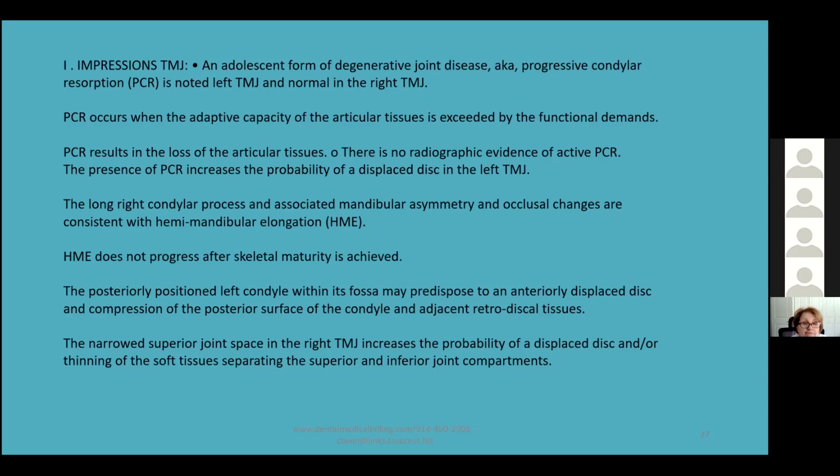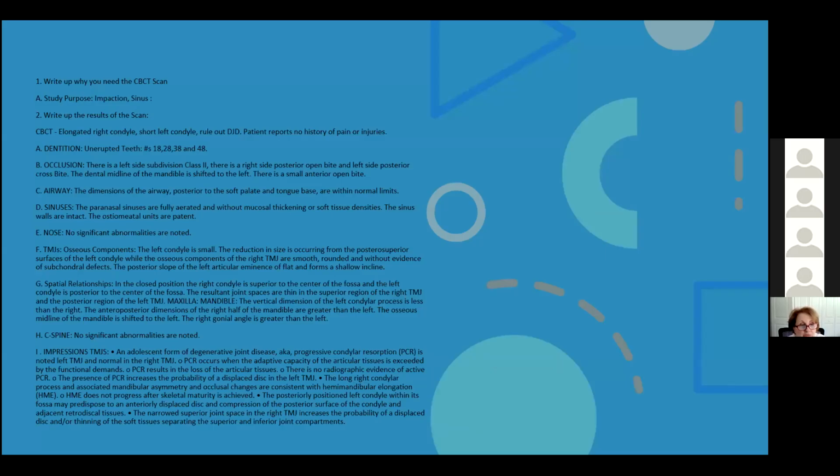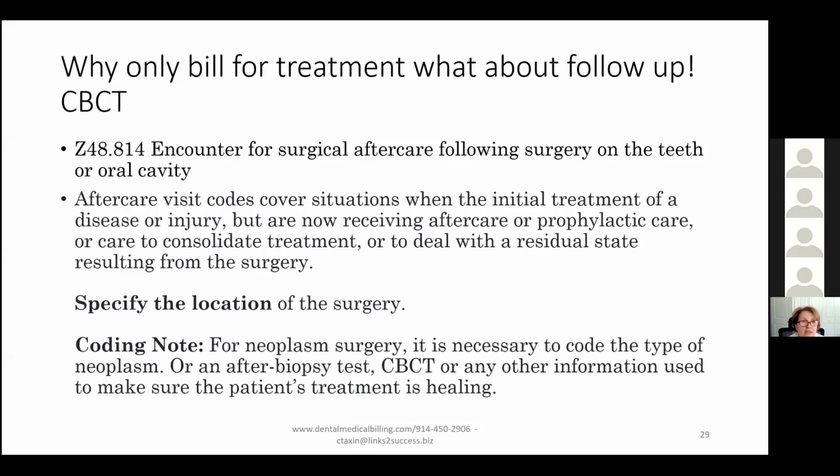Nobody's there. Okay, so another way of looking at it, and this is how it's written out. So you have an example of how everything is written out, but you don't only have to bill for the diagnostic procedure. You should be billing for an encounter for the surgical aftercare. So you're not billing for an office visit, you're actually billing for the aftercare. Is everything healing okay? That may be the only reason a patient comes in, but that's an important reason.